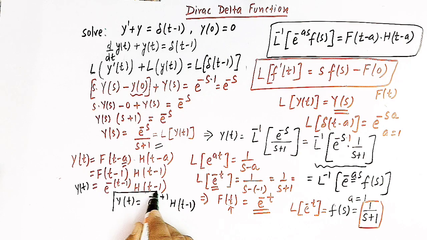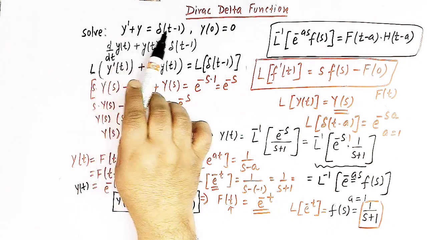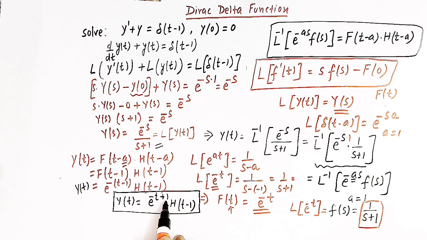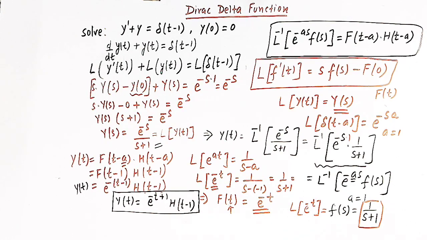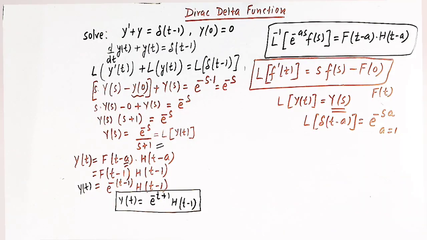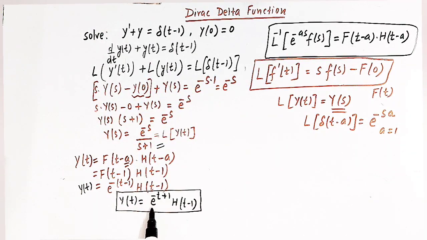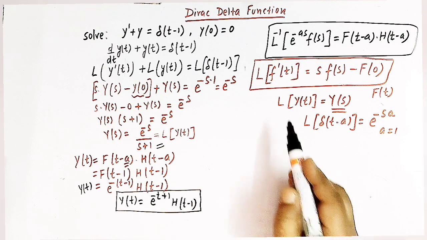So viewers, this is the solution of this differential equation containing the Dirac delta function, because the purpose of solving a differential equation is to get the function. So here our function y of t is equal to e raised to minus t plus 1 times h of t minus 1. So viewers, the required solution of this differential equation is given by this expression.